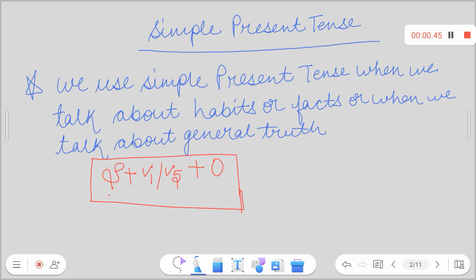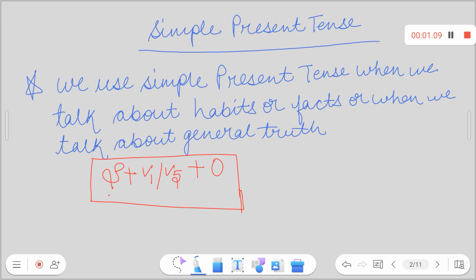As we can see, we use simple present tense when we talk about habits or facts, or when we talk about general truth. So whenever we need to talk about general truth, habits, or any fact, we use simple present tense. For example, when we say the sun rises in the east, it is a general truth. So it comes as a simple present tense.